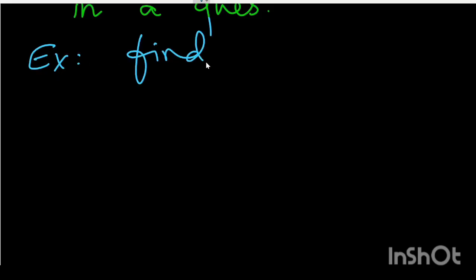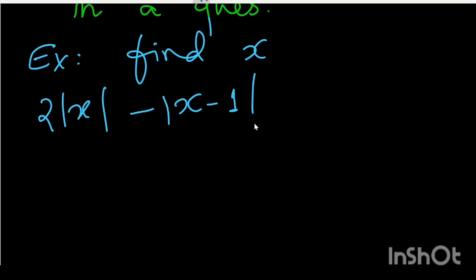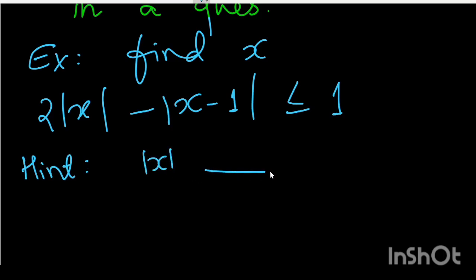Find x such that |x| - |x - 1| ≤ 1, which we need to solve. So again, what would be the hint, guys? The hint would be that we have to define |x|, which changes at 0, and we have to define |x - 1|, which changes at 1.